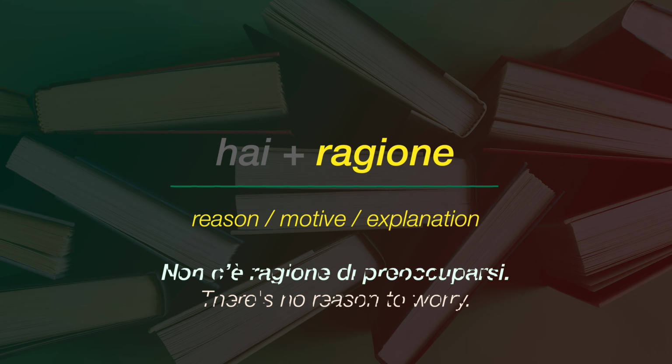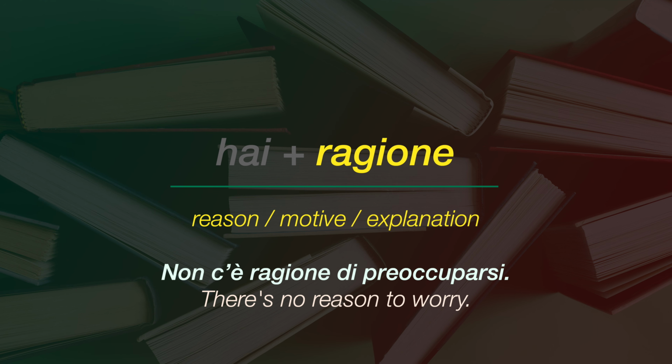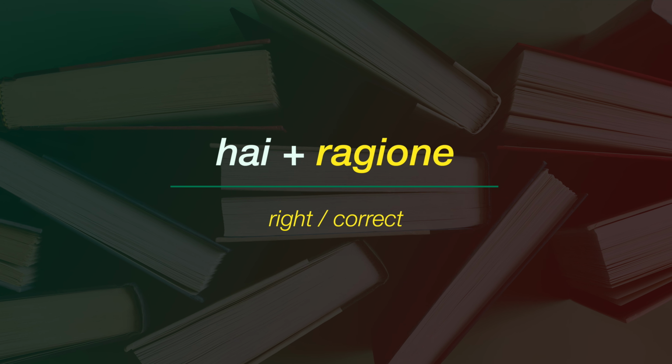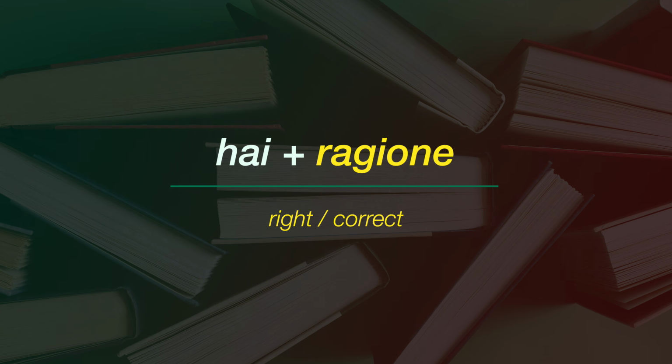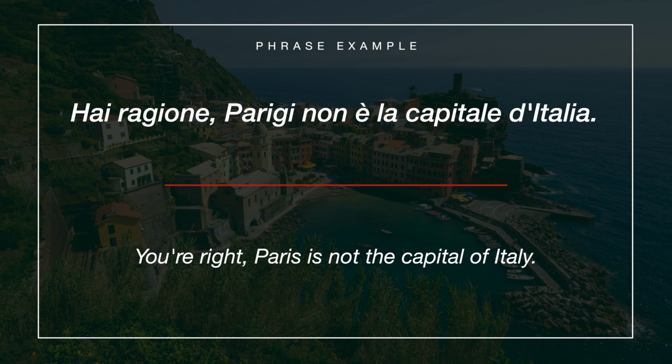For example, "Non c'è ragione di preoccuparsi." There's no reason to worry. When paired with avere, it assumes the meaning of right or correct. "Hai ragione, Parigi non è la capitale d'Italia." You're right, Paris is not the capital of Italy.